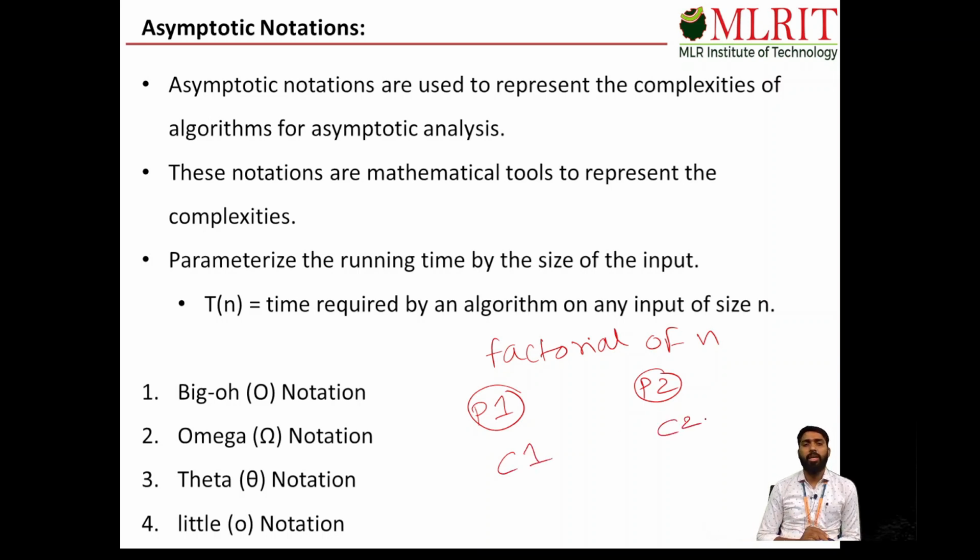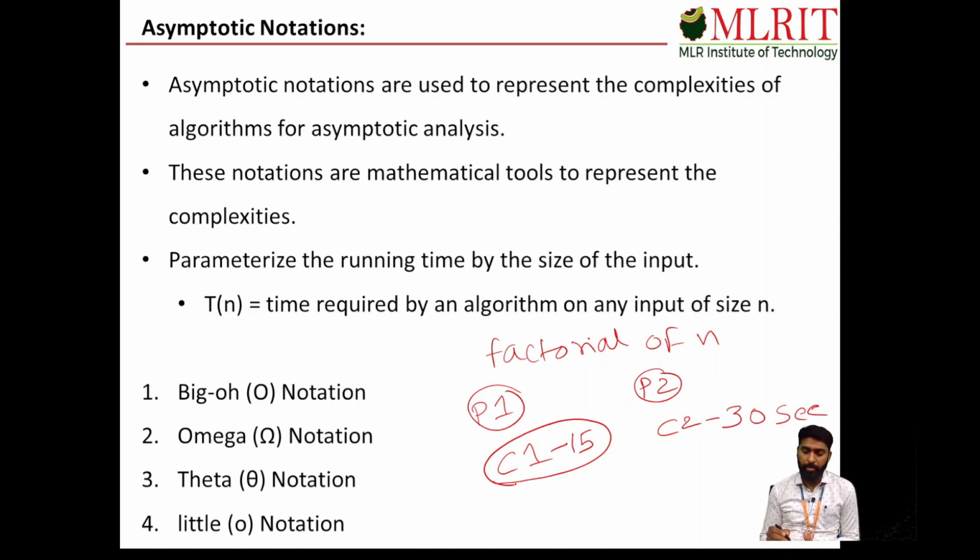Now we are going to decide which algorithm is efficient, which algorithm is best. So how are we going to define that? Normally we decide that based on the time. Let us assume C1 program completes its execution in 15 seconds and C2 completes its execution in 30 seconds. Now we decide that C1 is the best algorithm when comparing to C2, but that is not correct.